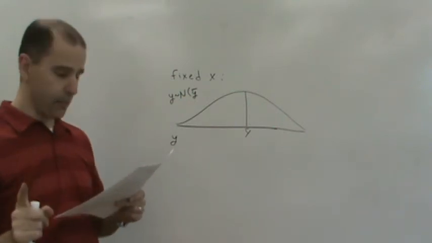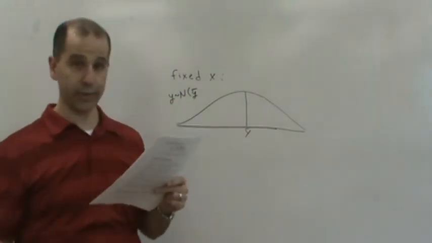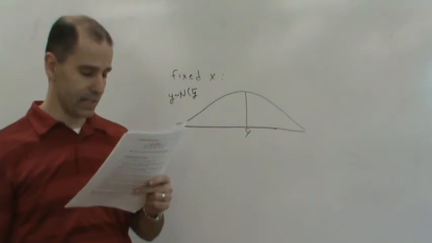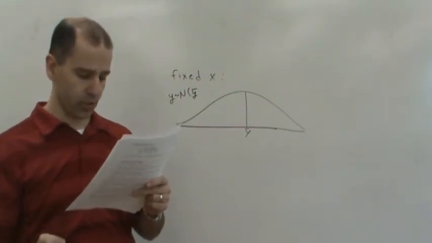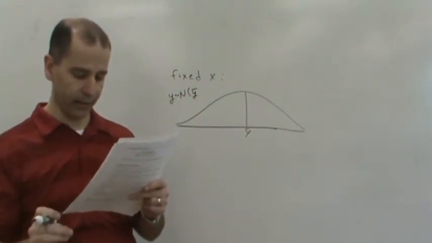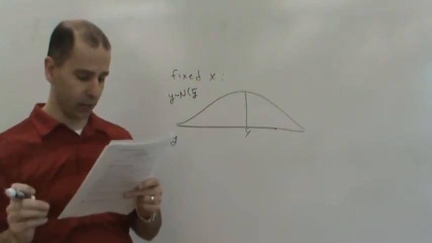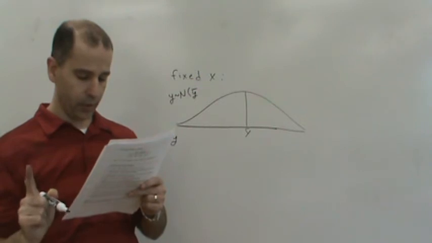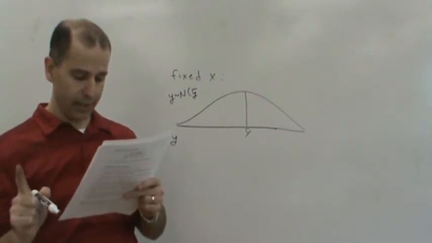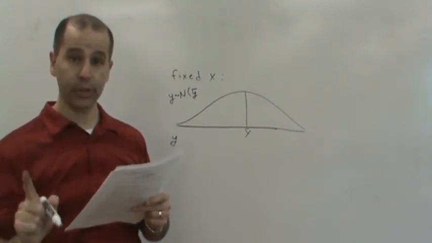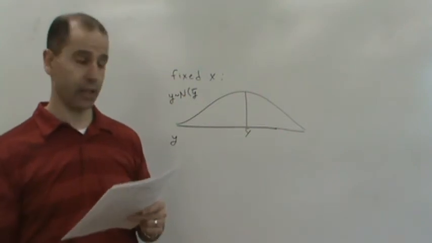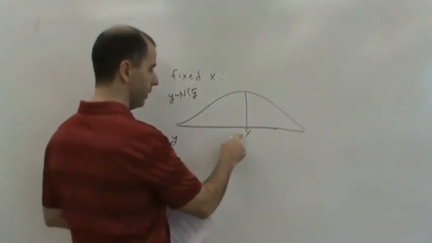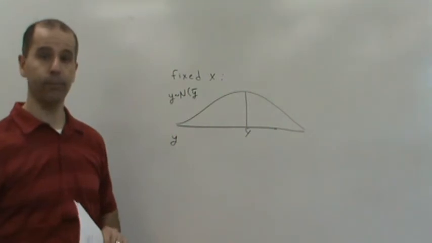Now, here's where assumption one comes in. Assumption one states that these normal distributions are centered on the line. So for a fixed x value, the mean of the normal distribution of the corresponding y values is the y value predicted by the regression equation.